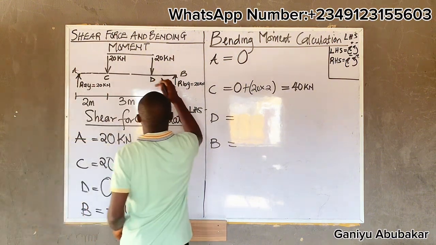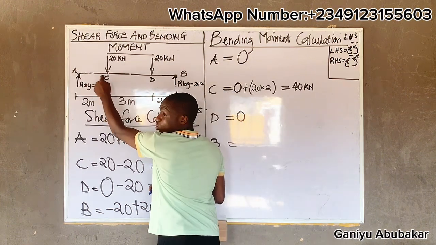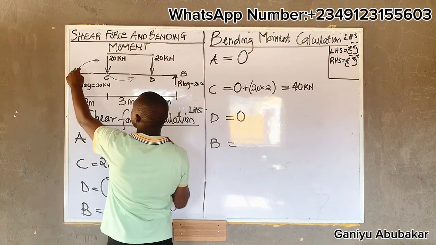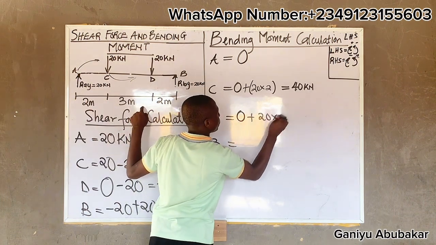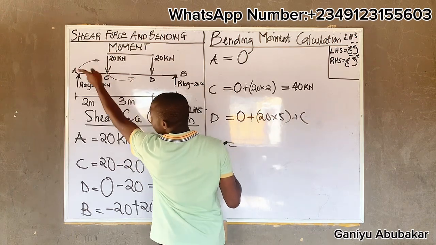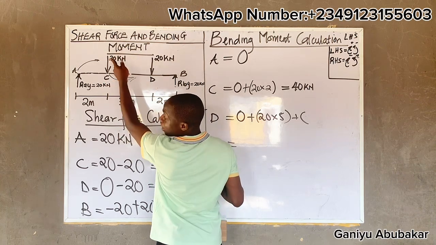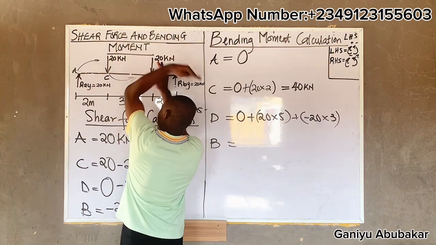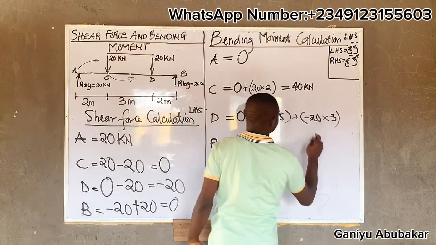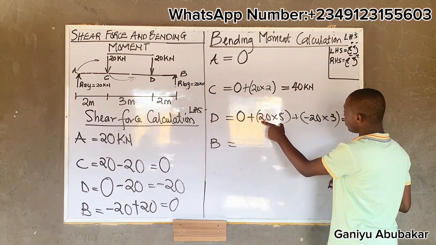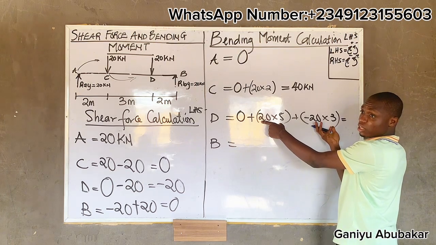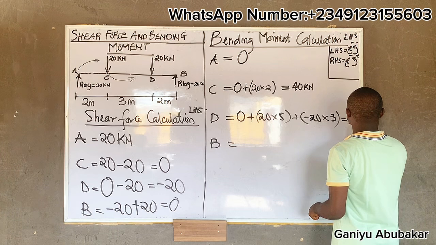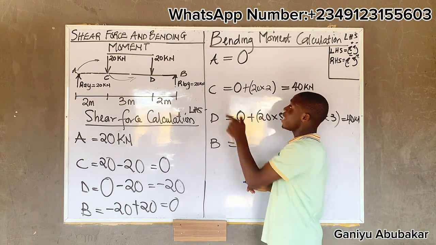At D it is still 0. But what can I see? These two forces will now come down to D. This one comes this way, this one comes this way. This is 20 times 5, plus. This one is negative, anticlockwise to D, minus 20 times 3. Outside these two, is there another force here? No, just these two, so I've considered 2 forces. My answer here is 100 minus 60, which is 40 kilonewton.